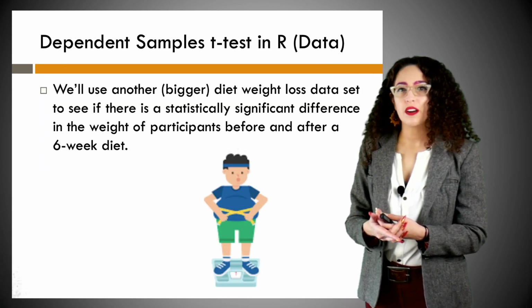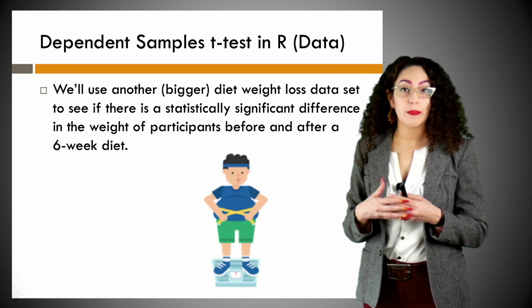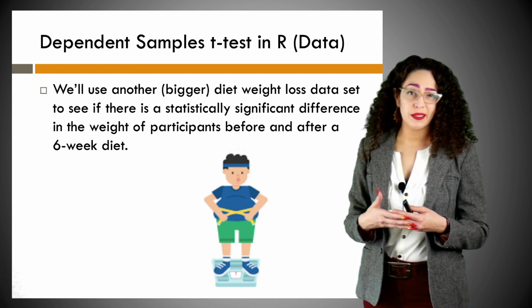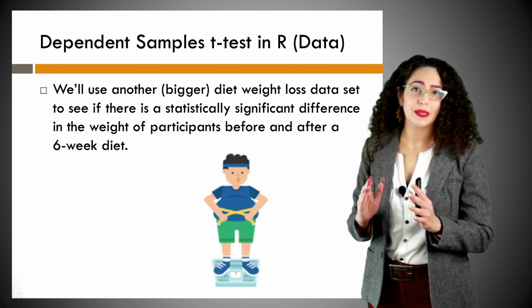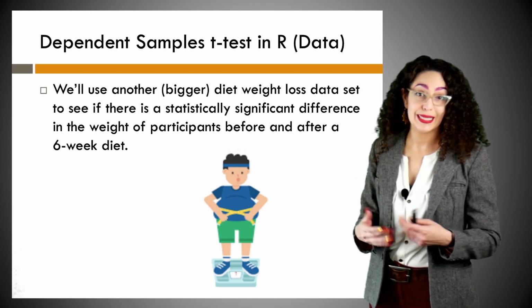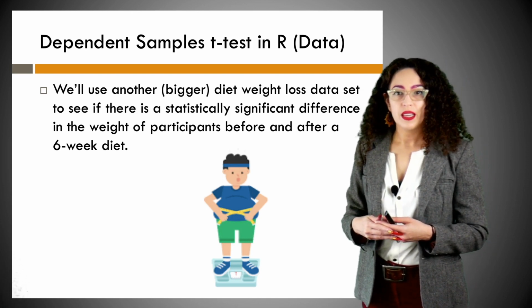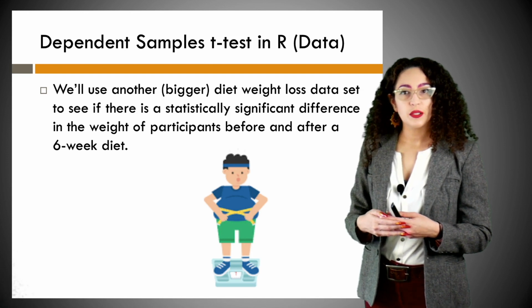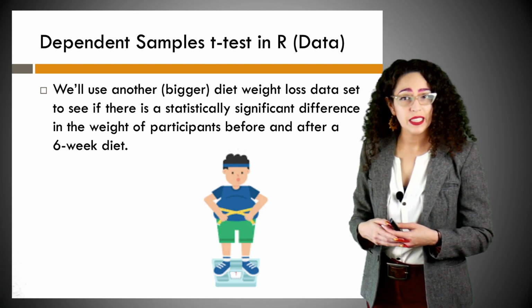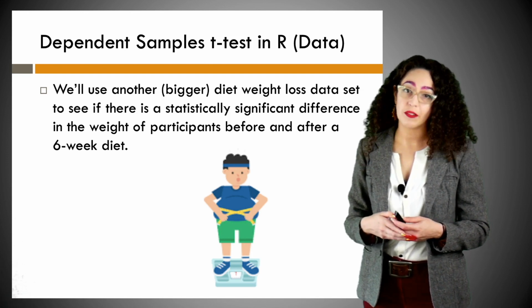Let's do another example in R, again using data, but this time I'm going to use a bigger data set. Because when we're having to do things by hand, I have to do limited, smaller examples because it would be very tedious and take a long time to do all that by hand. So let's do a slightly longer one here. We'll use a bigger diet data set to determine if there is a statistically significant difference in the weight of participants before and after a 6-week diet.